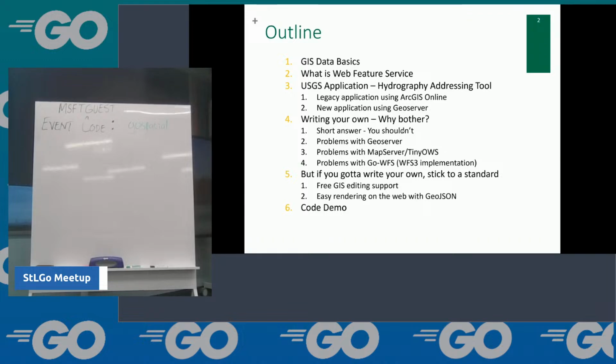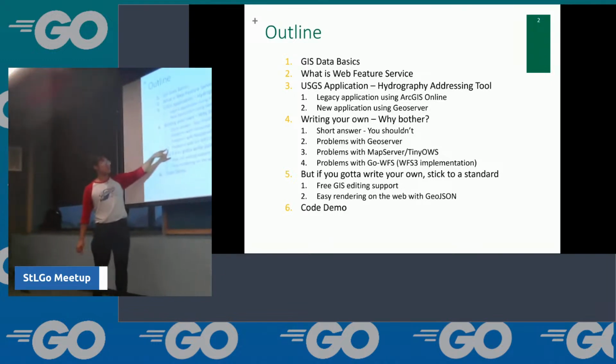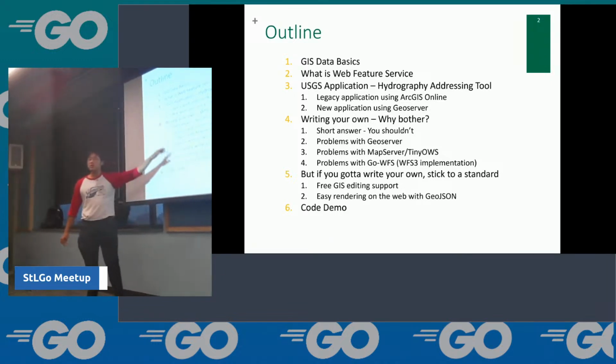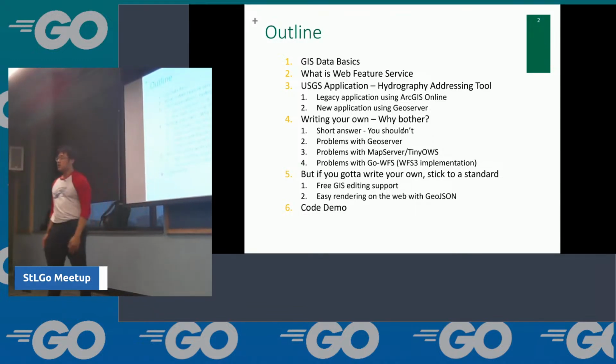Now, the code I've written for this talk is implementing web feature servers in Go, but writing your own, why would you want to do that? The short answer is you shouldn't, but there are some areas here, for example, with GeoServer, MapServer. These are existing web feature service implementations that if you encounter these problems, you may have a reasonable reason to write your own service. Oh yeah, there's going to be a code demo at the end and stuff.